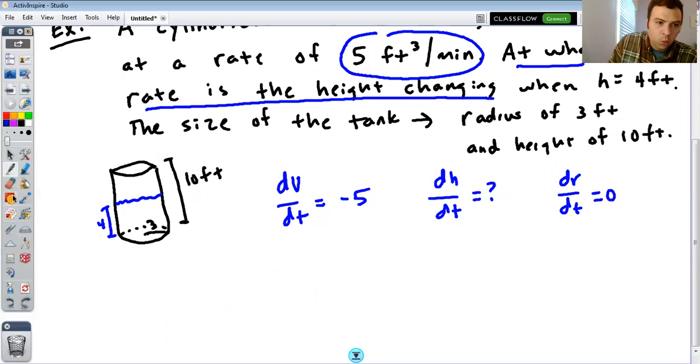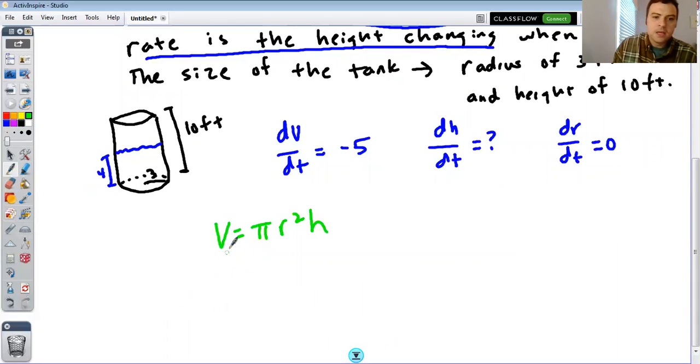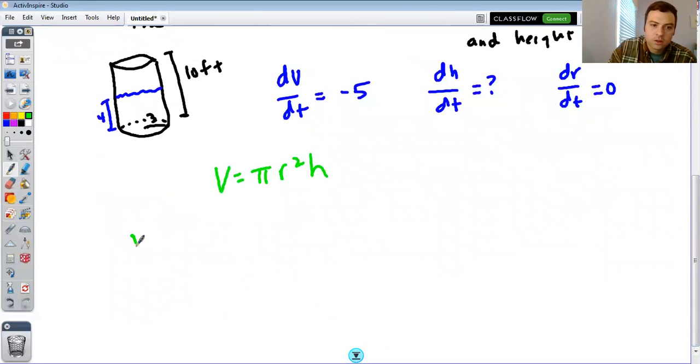All right, and then the formula. What is the formula that relates this picture? It is the volume of the cylinder, pi r squared h. A lot of times that's given to you in the problem. Okay, so from here, things that I can do. Before I take the derivative of this, because r is constant, I can substitute in the radius of the tank, 3 feet. So I could plug in 3 for r and get an equation of 9 pi h, and then take the derivative. dV/dt equals 9 pi times dH/dt.